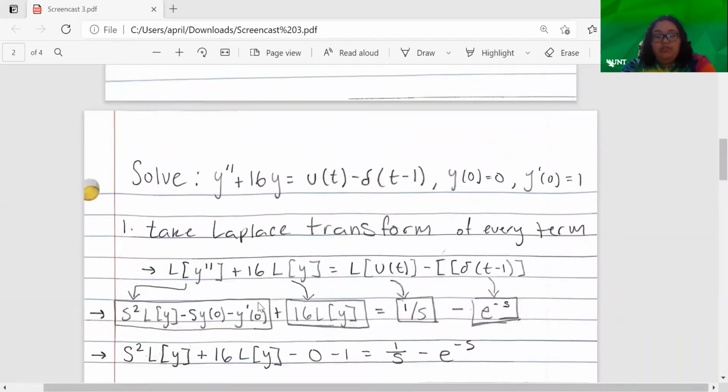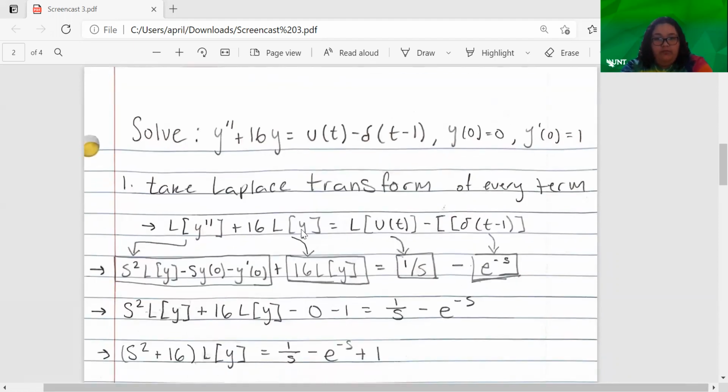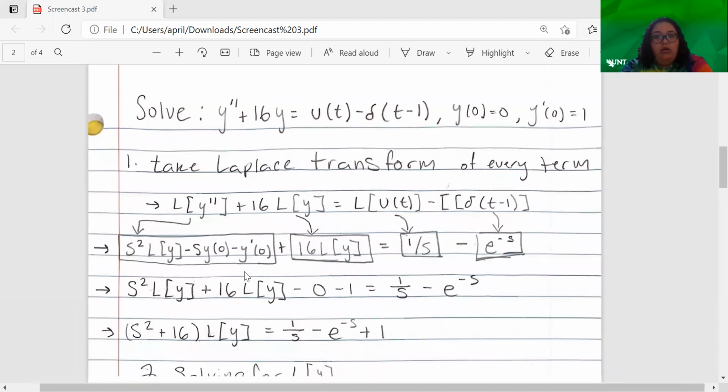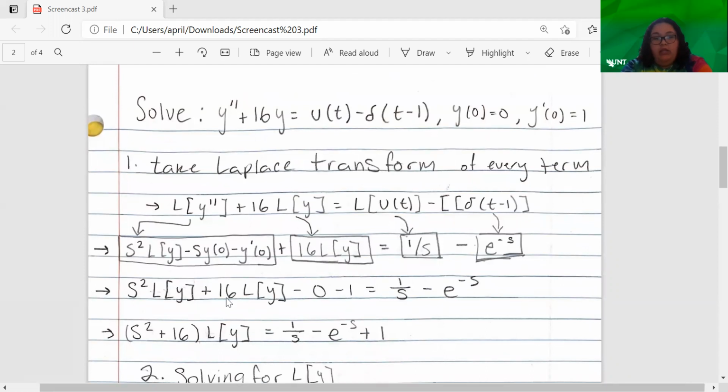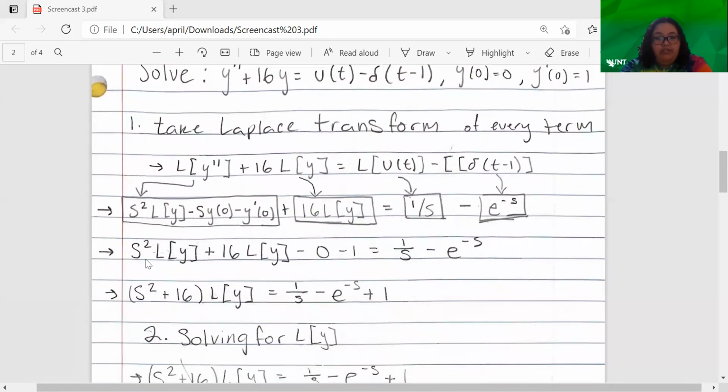To start off, step 1: take the Laplace transform of every single term. So we're separating y double prime, 16y, the unit step function, and the delta function. Here we have the Laplace transforms of each one. We're going to keep this one the same for right now, and then combine and plug in our initial terms. Here we plugged in 1 and 0, and combined our like terms right here, since these two are the Laplace transforms of y. And here is our simplified problem.